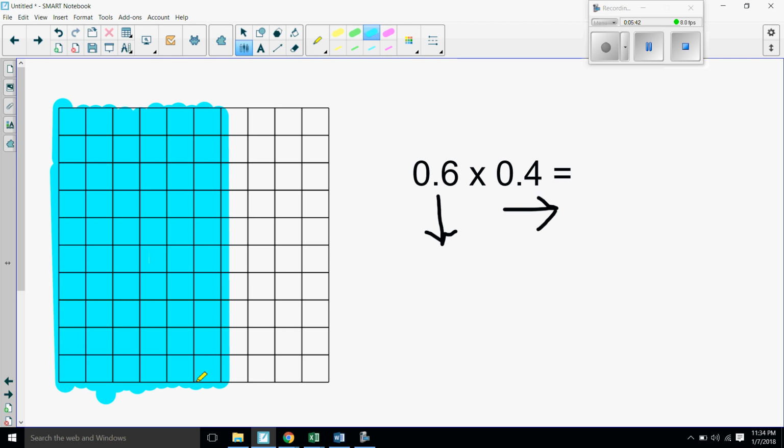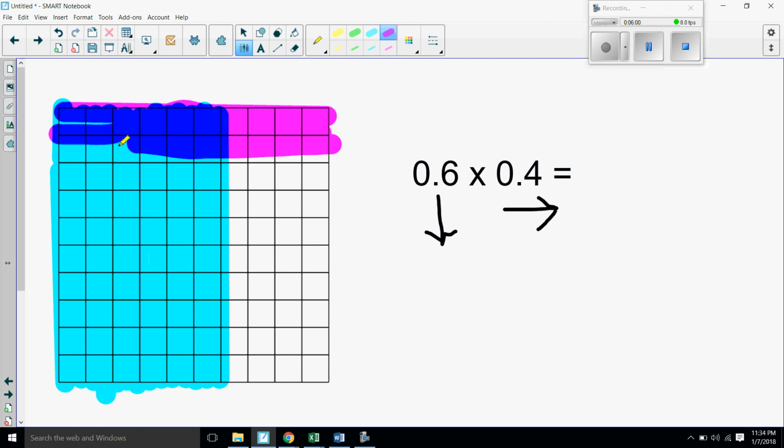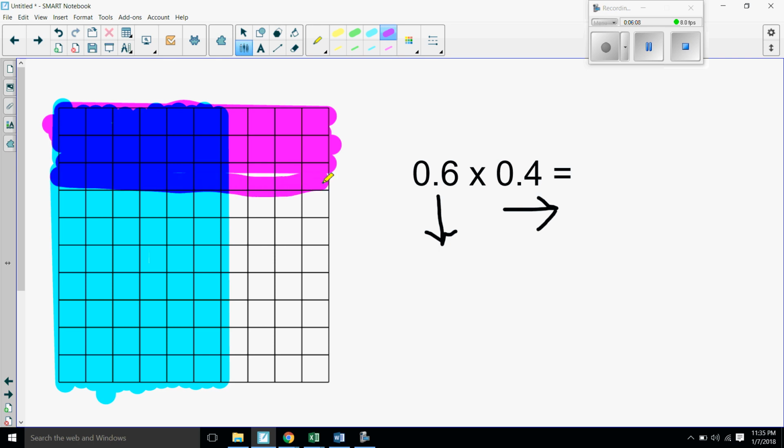And then it's times 4/10. Let's go ahead and do this purple right here and see what happens. I don't know what kind of color we're going to make here if we switch them. So now I'm going to go this way, left and right, and I'm going to shade in 4 of them. 1. There's 2. 3. And there you go. So I shaded in 4.